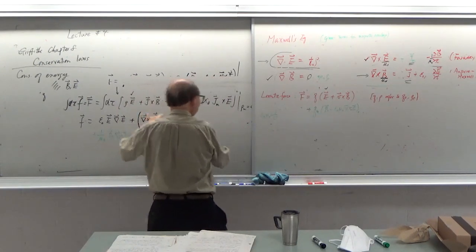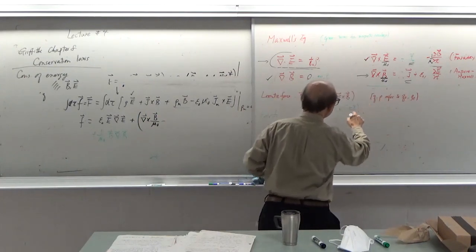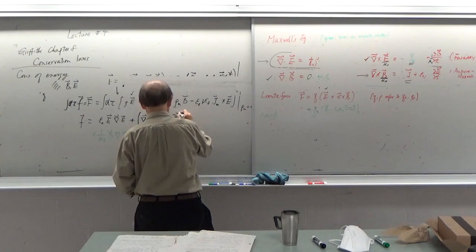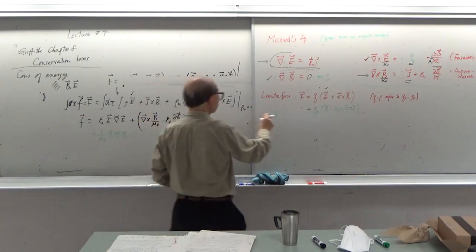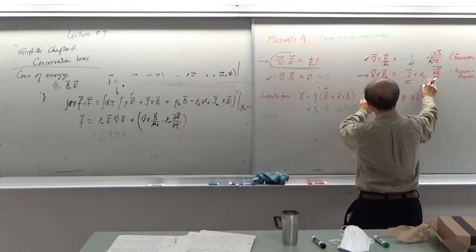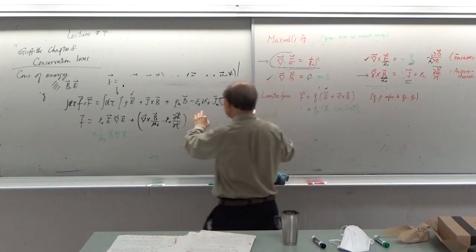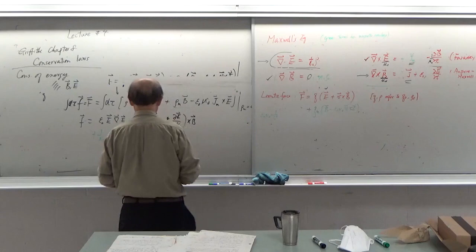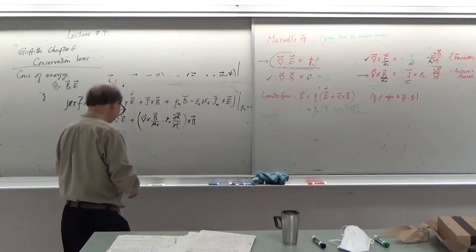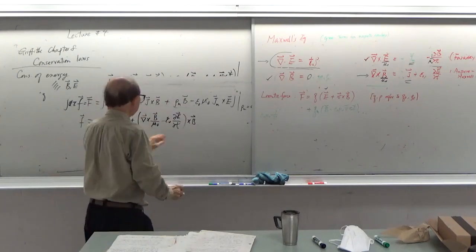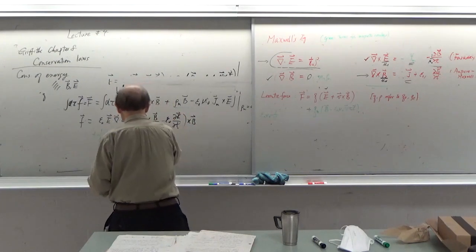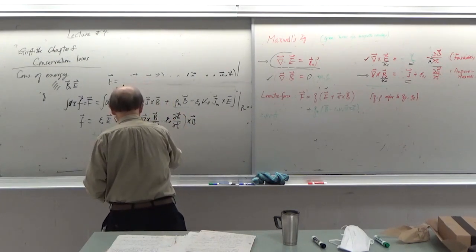Minus epsilon naught del E by del T. That's my J, and I have J equals B. It's getting more complicated. And then this term, so minus epsilon naught, mu naught.